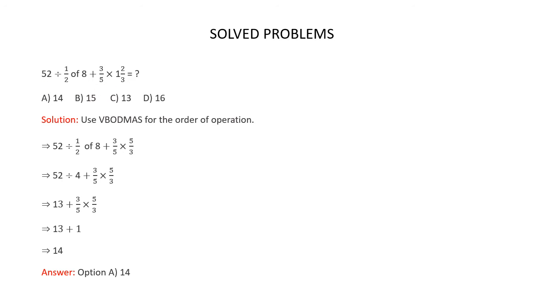Simplify this expression. 52 divided by half of 8 plus 3 by 5 multiplied by 1 2 by 3. Simplify this expression and find the answer. You are given 4 answer options and you have to find out which of these options is the correct option. Now to simplify the given expression, use BODMAS for the order of operation. So for this particular question, the first order of operation is of, then division, then multiplication, and finally addition.